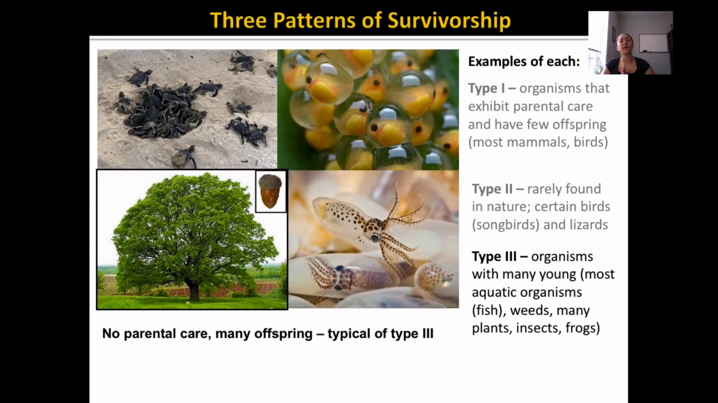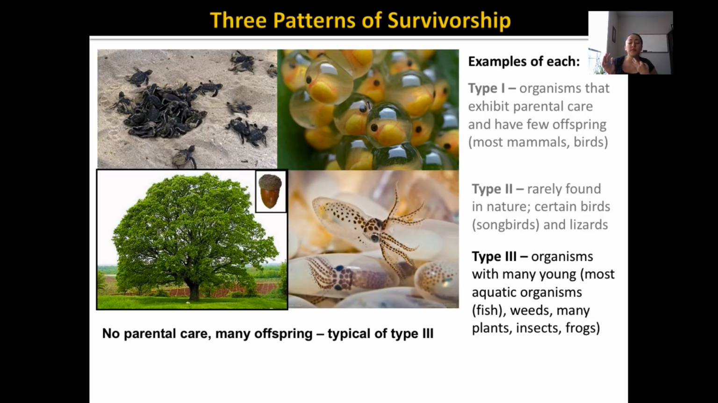A type 3 survivorship curve, remember this means that most of the young die, so very few young actually mature. And this is typical in organisms that have many, many young. This is common in organisms that don't show parental care. So most aquatic organisms like fish. So fish will lay many eggs, but very few of those eggs will survive.